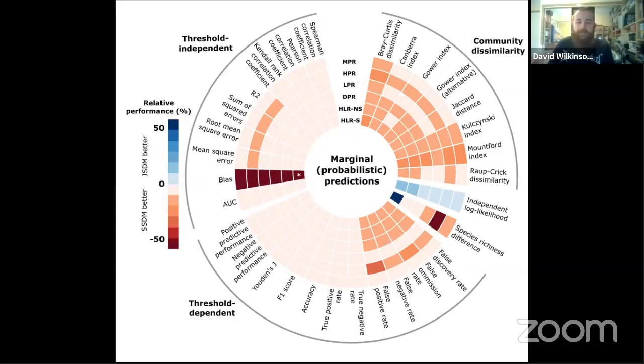But the promising thing here is that the likelihood metrics are suggesting that JSDMs are still better fit to the data, even if something is not holding up well with the predictions.